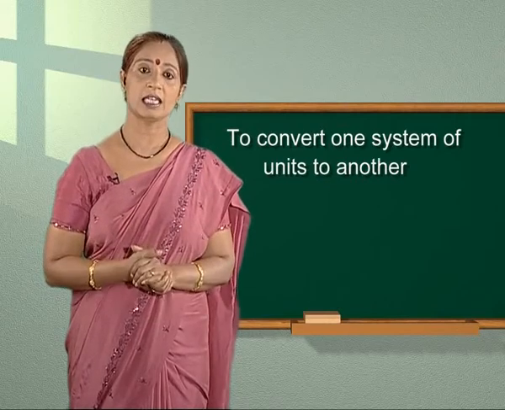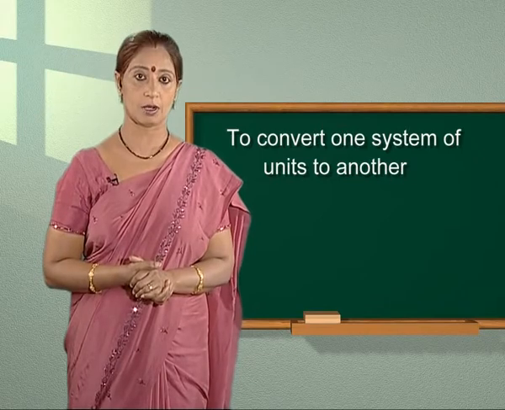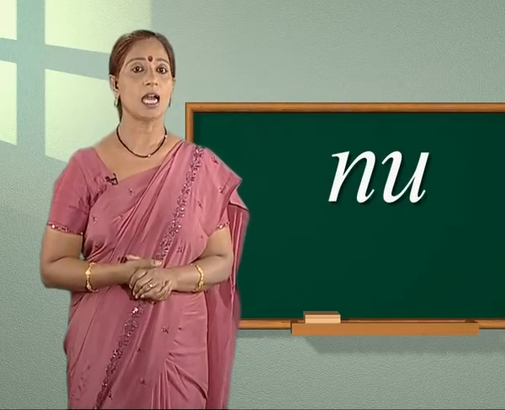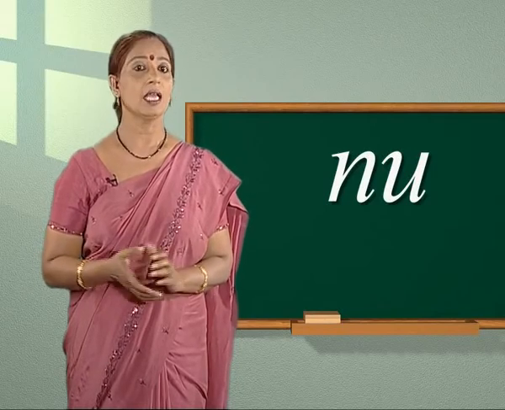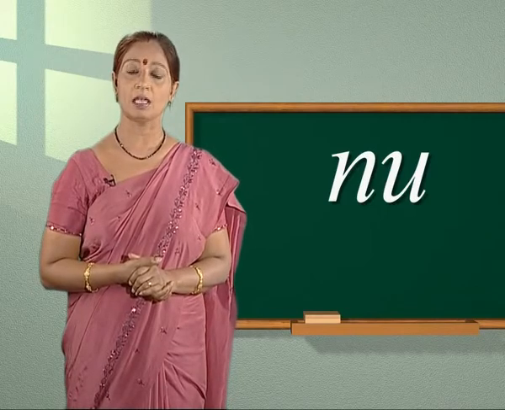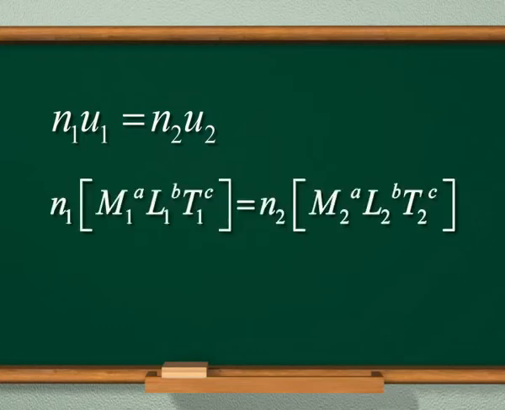Now, as we have discussed earlier in our previous class, if U is the size of the unit and N is the numerical value of the physical quantity, then the measure of the physical quantity is NU. If U1 and U2 are two different units of the same physical quantity and N1 and N2 are the numerical values of the physical quantity in terms of the mentioned units respectively, then N1U1 is equal to N2U2. If a, b and c are the dimensions of the physical quantity in mass, length and time, then N1 into M1^a, L1^b and T1^c is equal to N2 into M2^a, L2^b and T2^c.